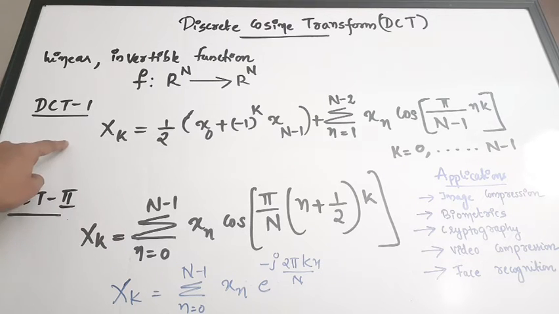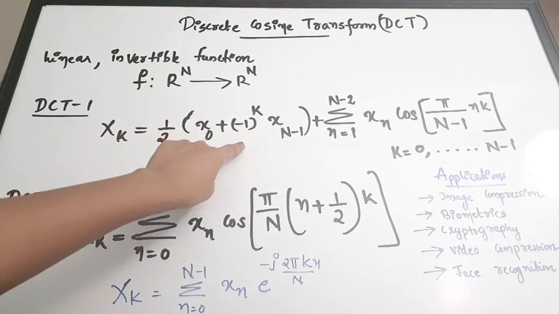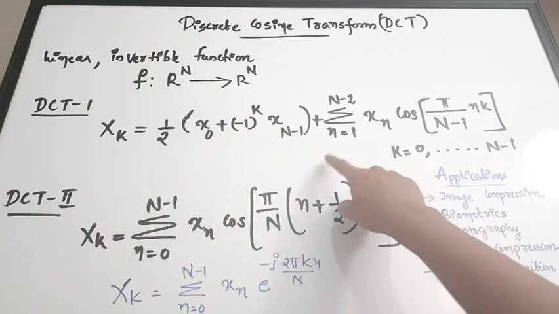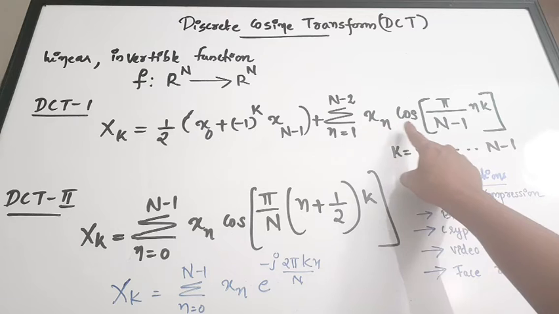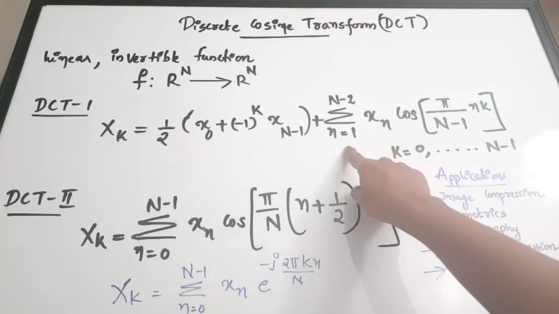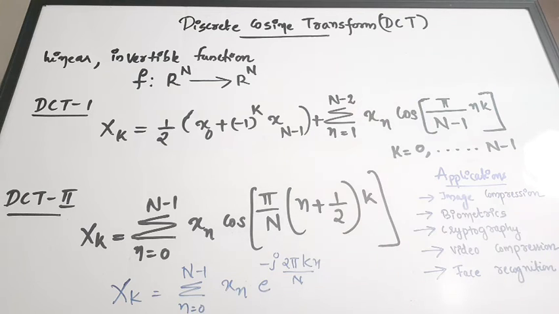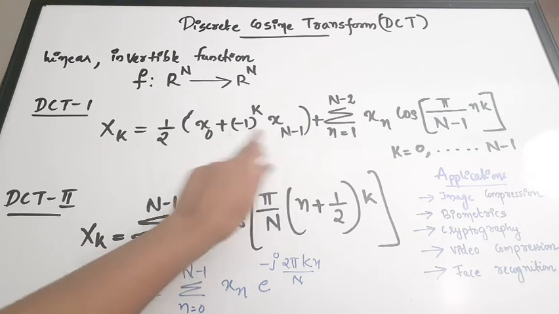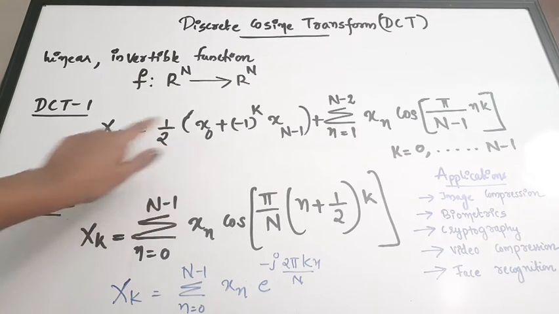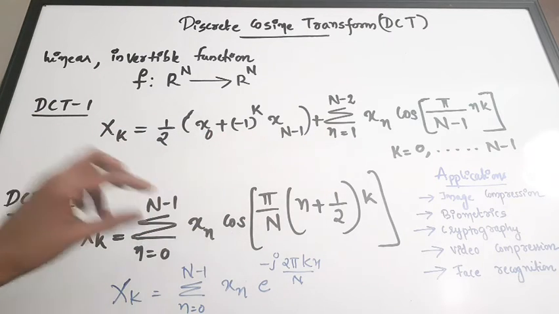So, DCT1 is X of k equal to 1 by 2, x of 0 plus (minus 1) raised to k, x of N minus 1, plus sigma n equal to 1 to capital N minus 2, x of n cos of pi by (N minus 1) nk. Now, here n varies from 1 to N minus 2. The first two terms we are taking separately here. You can see here small x and capital X. Capital X is the DCT value. Small x is representing your data points.